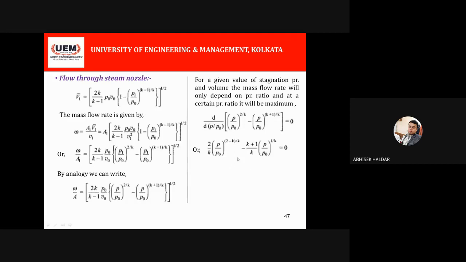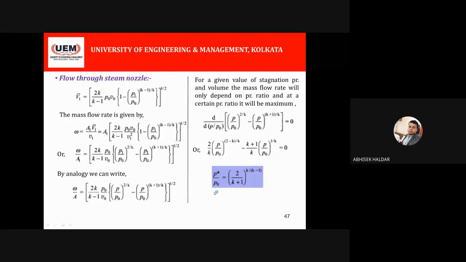I'm not going into details, because this is a very simple derivation, just differentiation with respect to P by P0, taking the powers and all, and ultimately we get this final expression, which is my P star by P0. This P star is called the critical pressure. So P star by P0 is known as the critical pressure ratio. At a certain pressure ratio the mass flow rate of steam will be maximum. What is that ratio? We got it just by differentiation, that P star by P0.